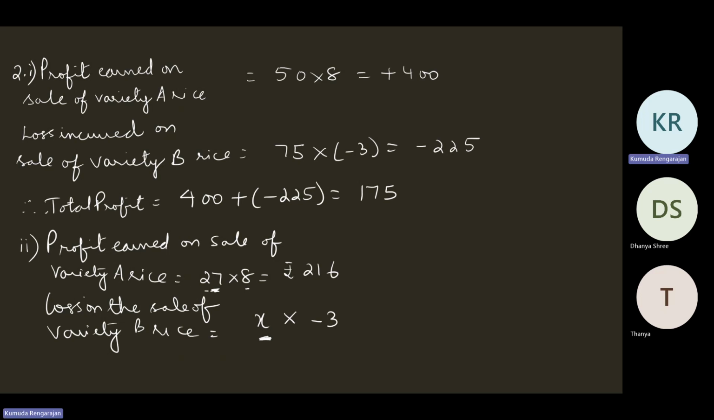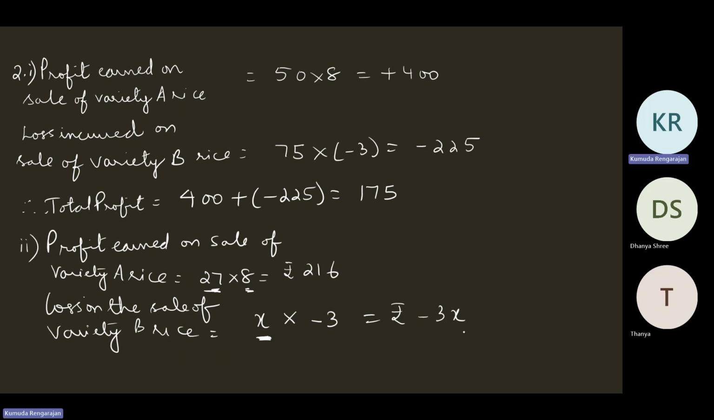See, like you multiply 27 kgs into 8 rupees profit per kg, so 216 is the total profit. In the same way, the loss on the sale of variety B rice depends on how much variety B rice he sells. We don't know, we have to find that. So X into the loss per kg, which is -3. So the loss is rupees -3x.